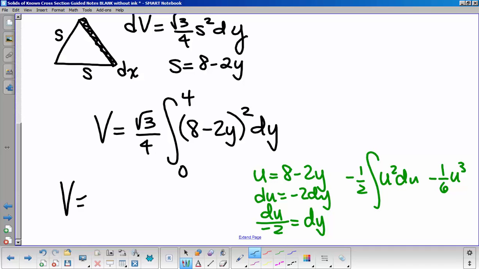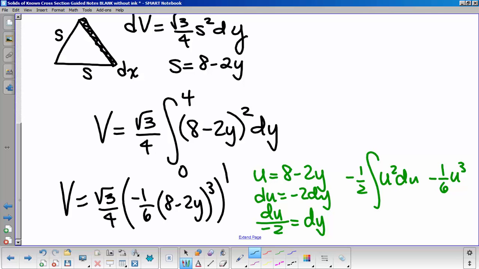So I'm going to say the volume equals, now I found the integral, root 3 over 4 times the antiderivative. What's the antiderivative now? It's going to be negative 1/6 times, what's u? 8 minus 2y cubed, evaluated between 0 and 4.